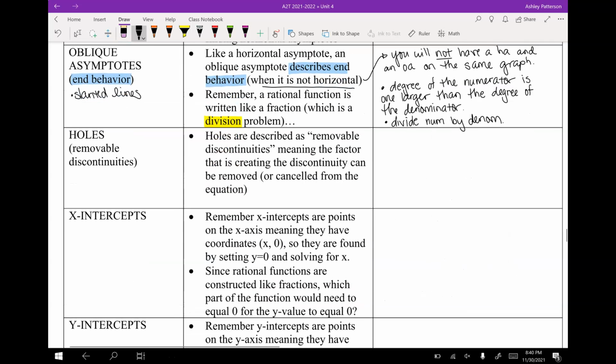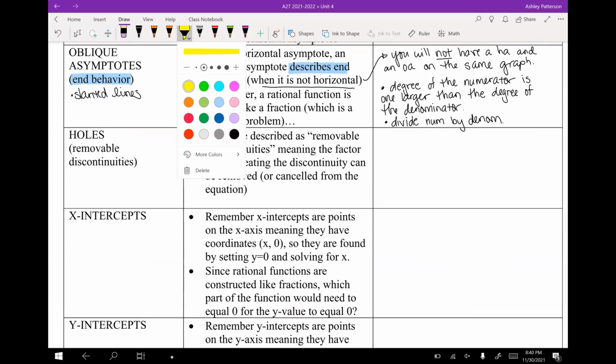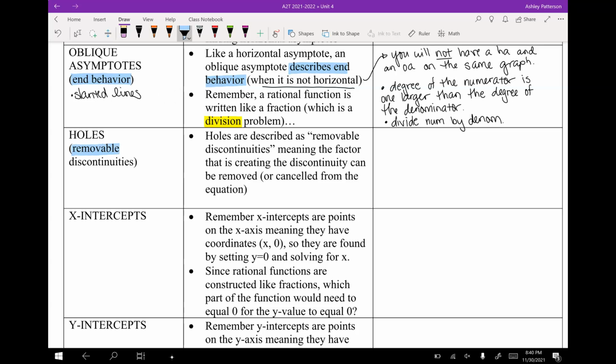The next characteristic that we'll need to be able to find and identify are holes. These are removable discontinuities. So they are places where the function doesn't exist, but it doesn't mean it can't exist there. Let that sink in for a second. So holes are described as removable discontinuities, meaning the factor that is creating the discontinuity can be removed or canceled out.